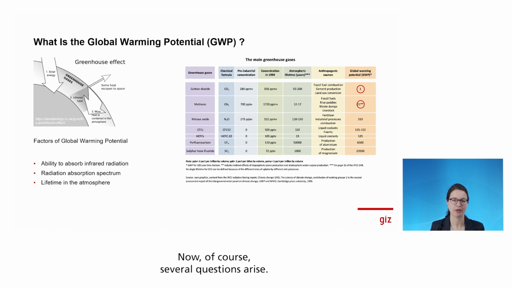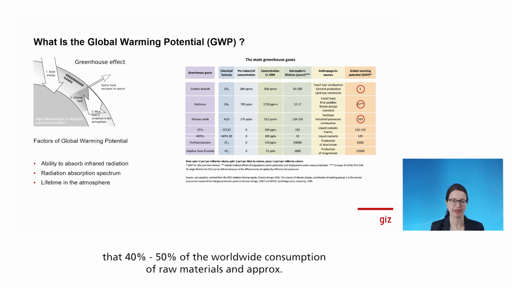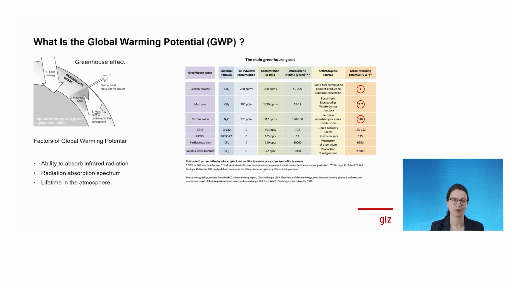Now, of course, several questions arise. Firstly, why is this of particular importance for the construction industry? This can be answered quite well when one sees the impressive values: 40 to 50% of the worldwide consumption of raw materials and approximately 37% of the emissions are connected with the construction sector. But where do these greenhouse gases originate? How do I quantify the amount of greenhouse gases? And what use is the value to me in the end? This is exactly why we look at the so-called life cycle analysis in the next step.